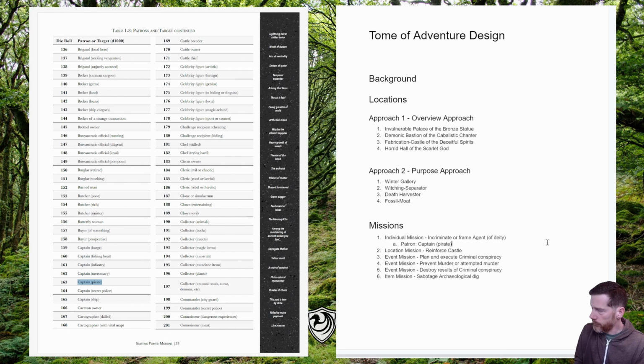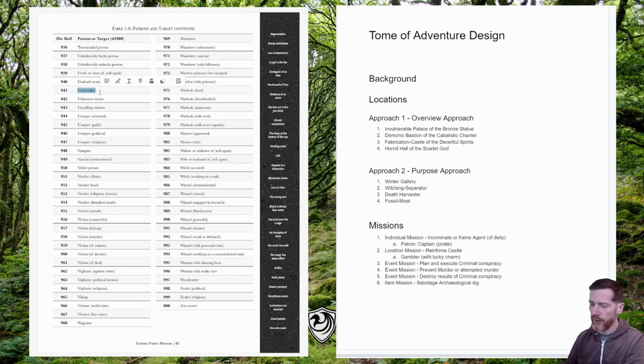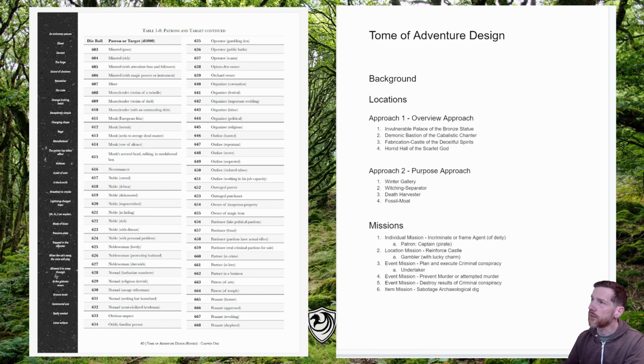Patron for mission number 2 is going to be a gambler with a lucky charm. Wants us to reinforce a castle. That seems weird, but is an undertaker who wants to plan and execute a criminal conspiracy. 603, a poor minstrel, is asking us to prevent a murder or an attempted murder.